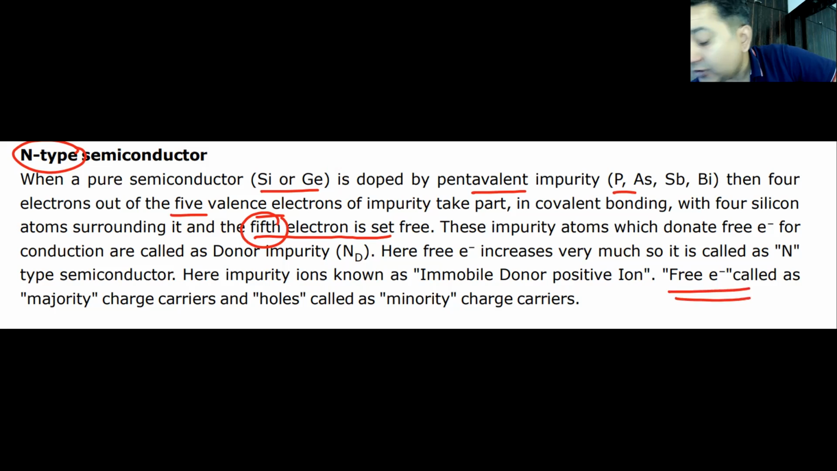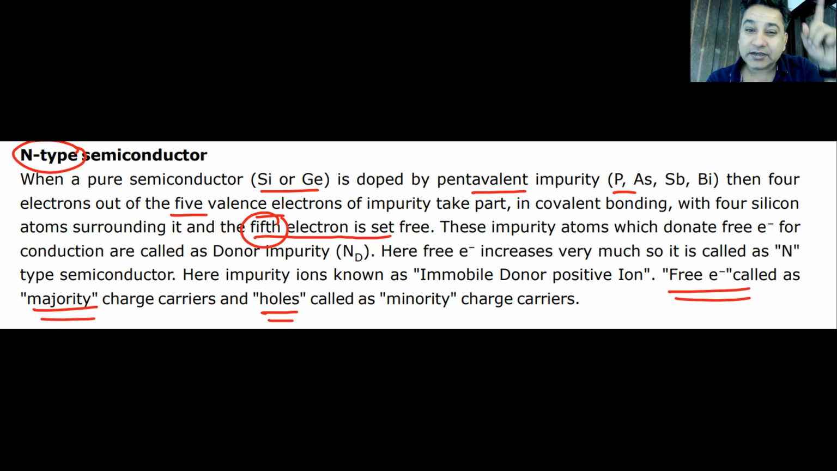Here, this free electron, and we'll have a lot of free electrons. These are majority carriers because they are more, so they will carry more current. But at the same time, there will also be holes. Holes are created when electrons jump from valence band to conduction band. Do we remember this? These holes will be present, but only in very small amount, and those will be minority carriers.